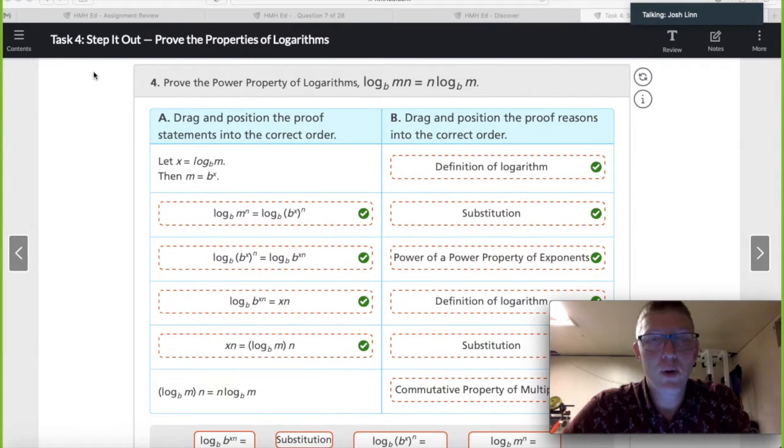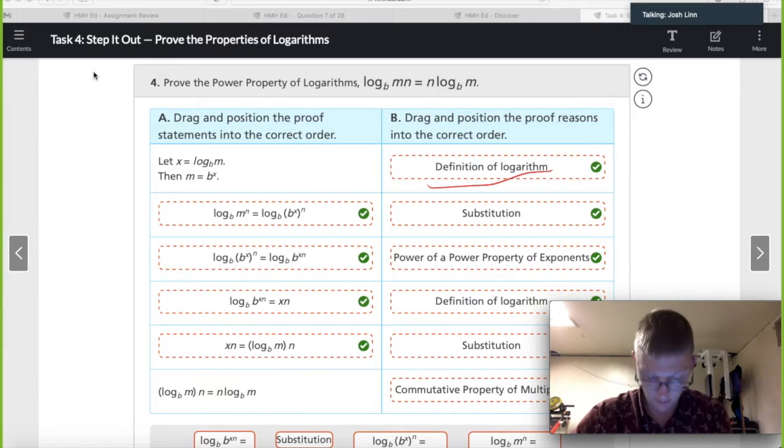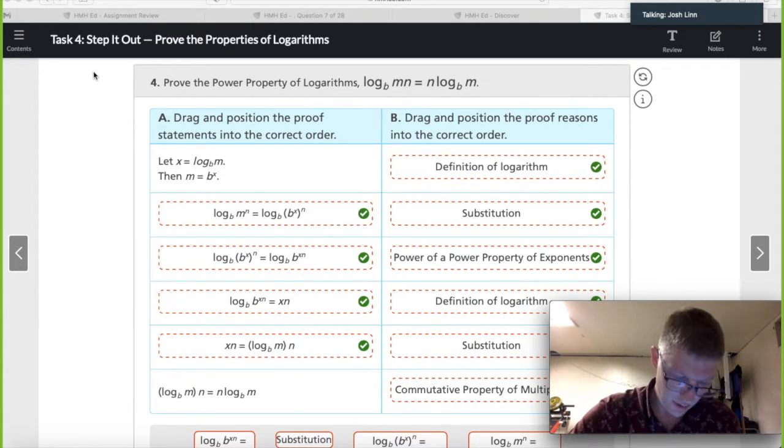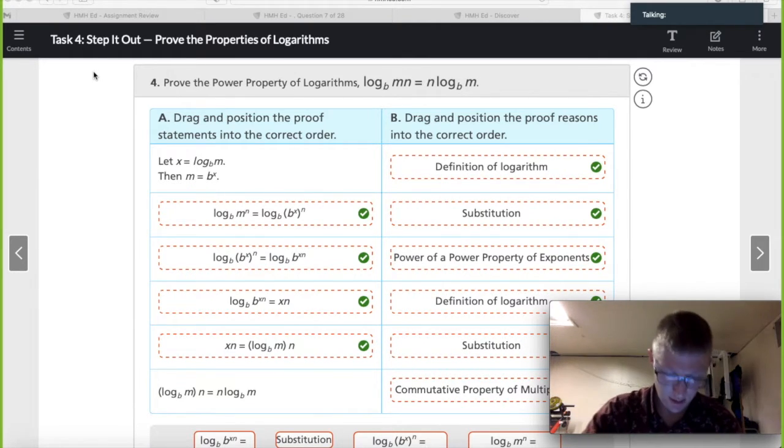The power property of logarithms. We're going to start by saying let x equal log base b of m. Based on our definition of logarithm, we can write it this way, which is what we learned in 9.1 or so, that you can rewrite your log. Then we can take that and substitute it in.